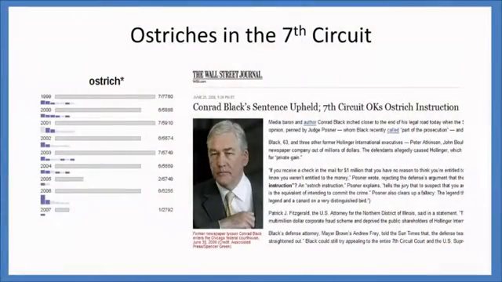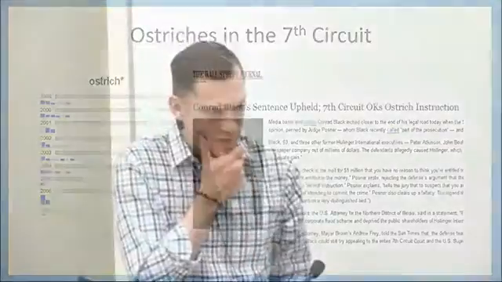We found interesting things. So for example, things like ostriches in the Seventh Circuit. I was really confused about why we were getting so many ostrich-related terms in this district. It actually relates to a Canadian and American dual citizen who was arrested in Florida. It's not about ostriches. It's actually an instruction that justices give to the jury to say it's not a defense to stick your head in the sand and ignore the law, basically.